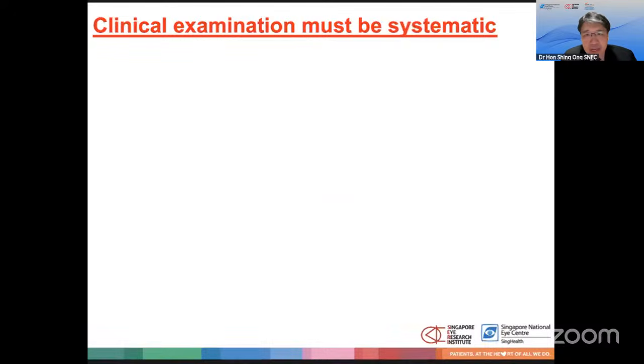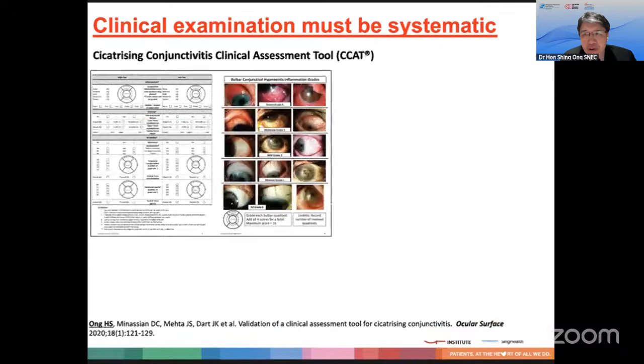The slit lamp examination should be systematic, including assessment of the plica, where loss of plica is an early sign in pemphigoid, everted tarsal conjunctival inspection, fornix depth assessment, and documentation and photography at every visit, so you can compare this over time.